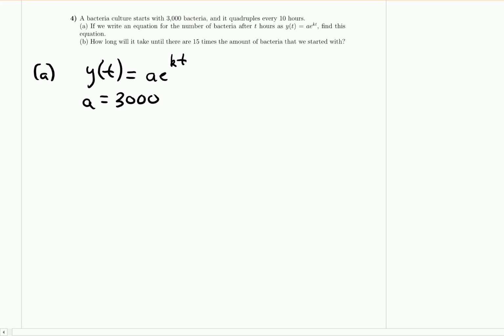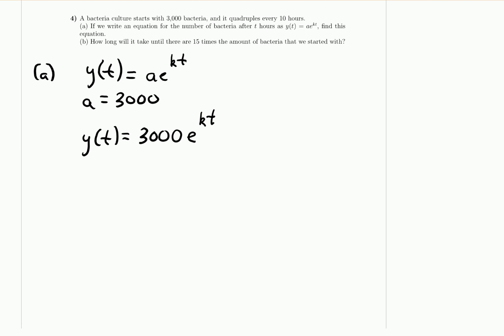Okay, so now I'm going to take that and I'm going to plug this into our equation. Okay, so if we do that, we get y of t equals 3,000 e to the kt. Remember that k represented the growth rate, and I'm not given what that is.